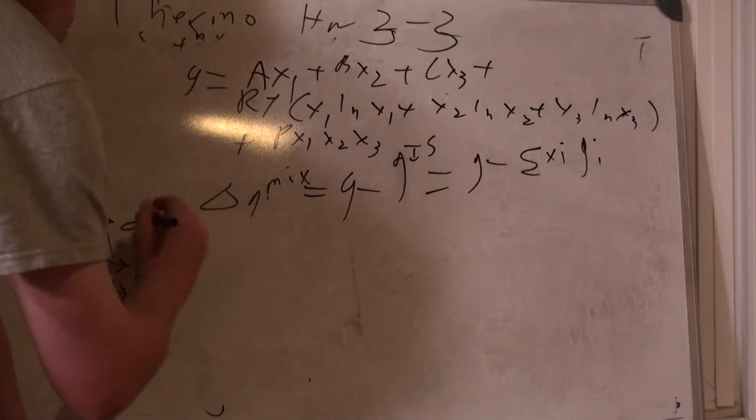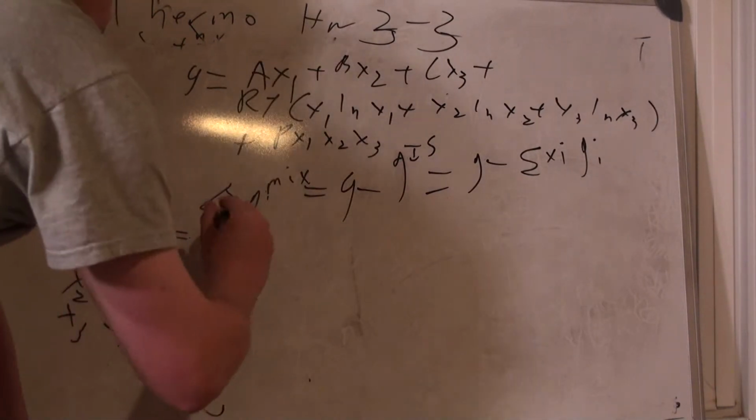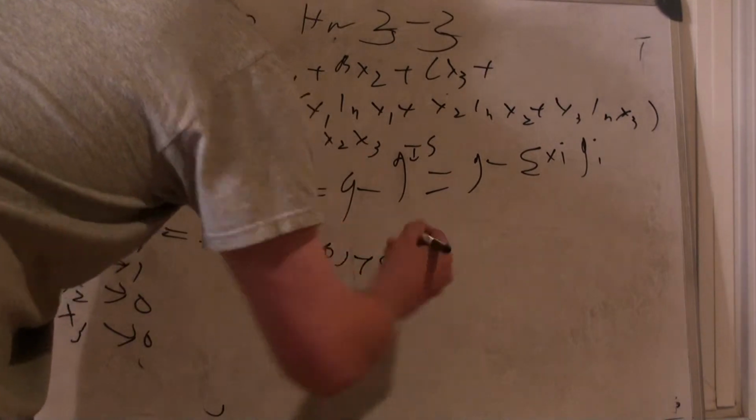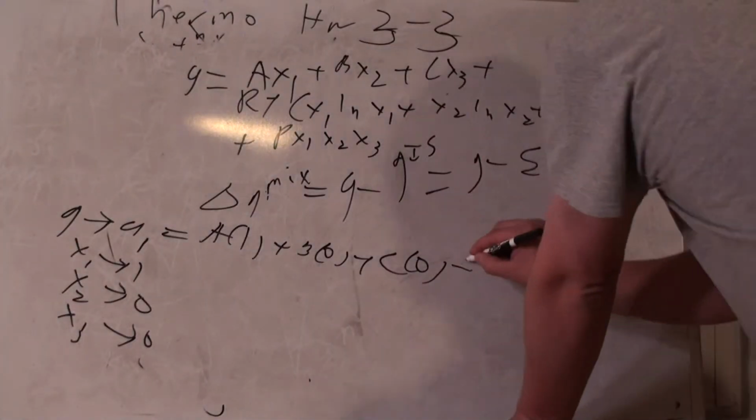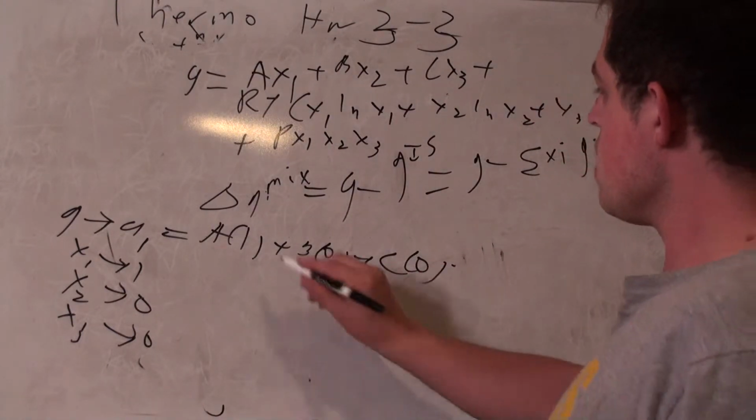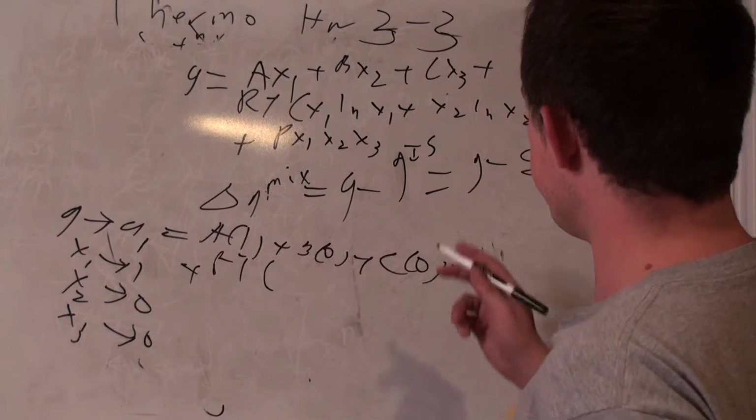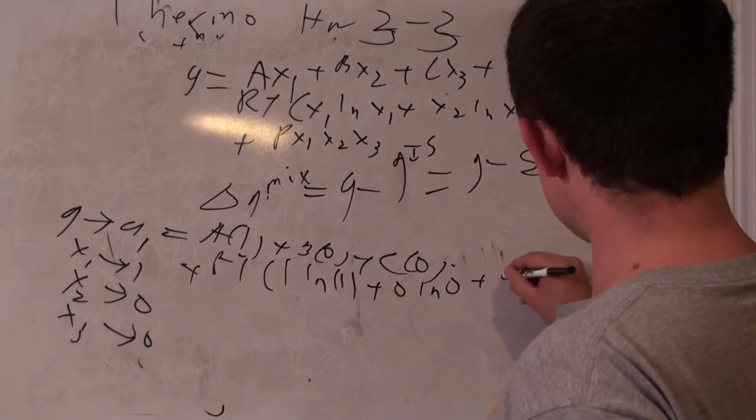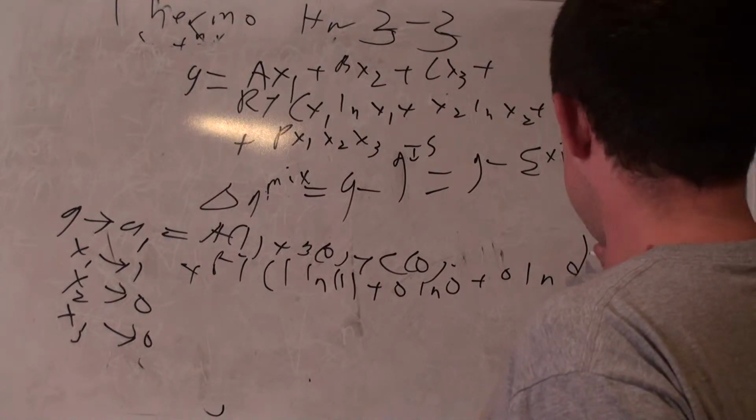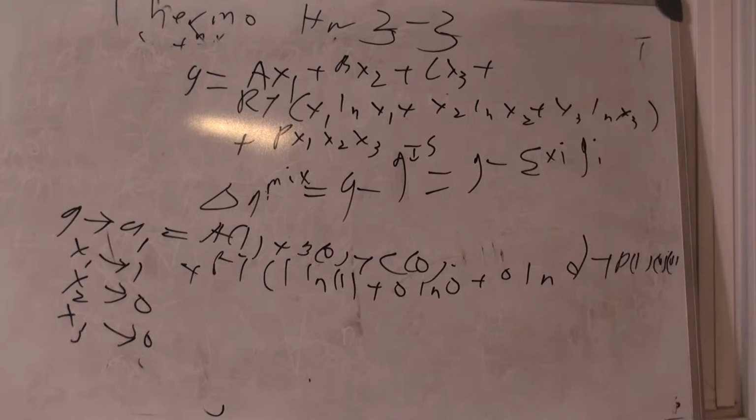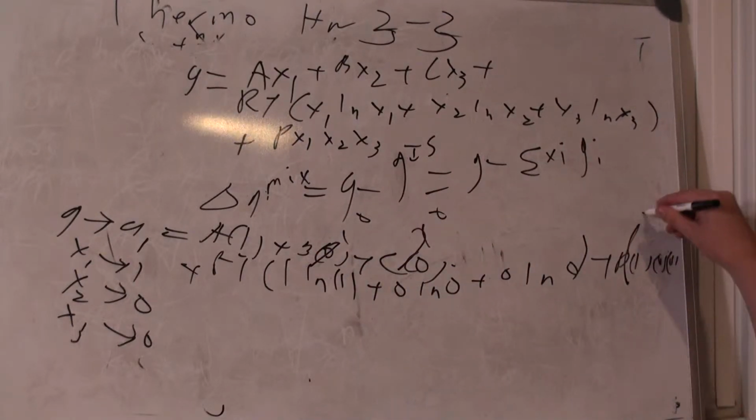And so this one is equal to A times 1 plus B times 0 plus C times 0, plus RT times, let's put it on the next line, 1 times natural log of 1 plus 0 times natural log of 0 plus 0 times natural log of 0, plus D times 1 times 0 times 0. Yikes. Well, that goes to 0, that goes to 0, that goes to 0.